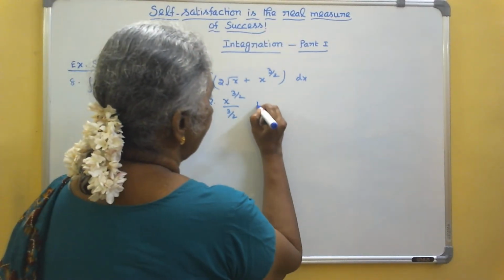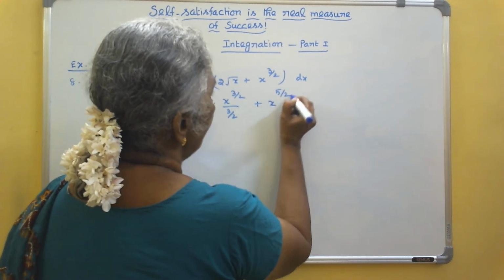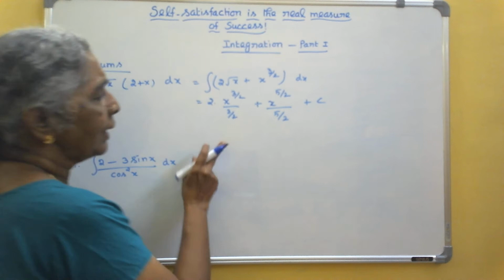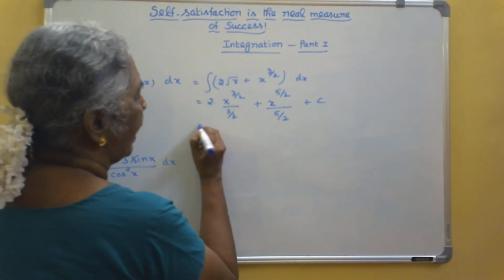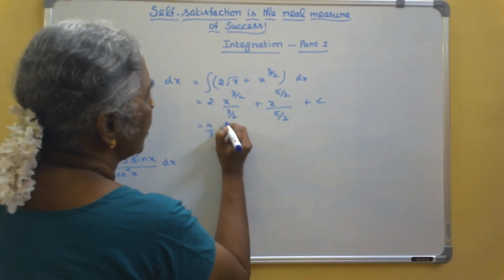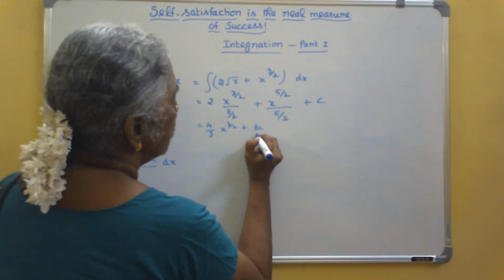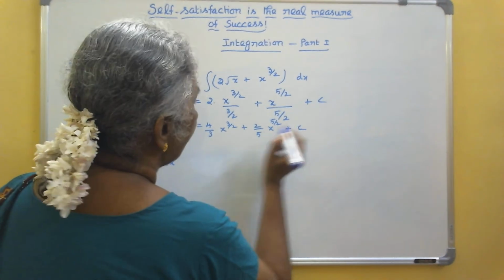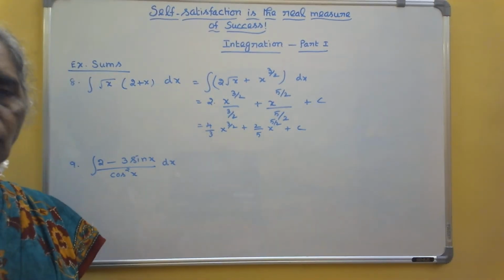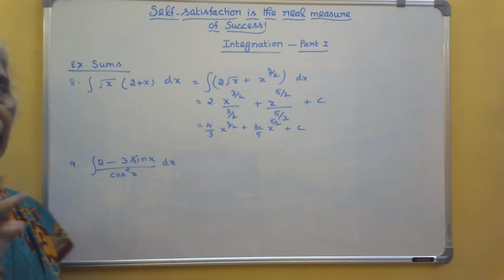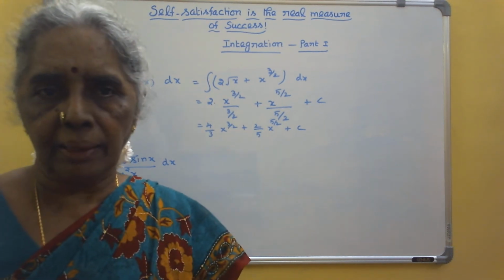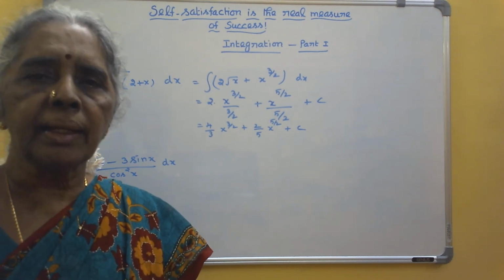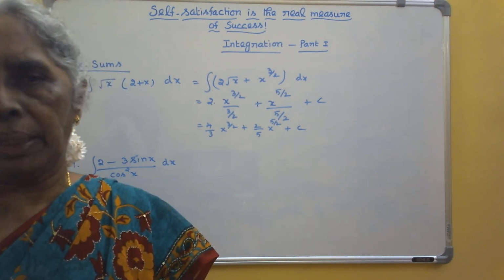Like that you should know. Here you have x power 3 by 2, so you will get x power 5 by 2 by 5 by 2 plus c. Now let us write it properly. This will become 4 by 3 x power 3 by 2 plus 2 by 5 x power 5 by 2 plus c. So when you get a single term and some terms in a bracket, you expand the bracket and then you start integrating each term separately.